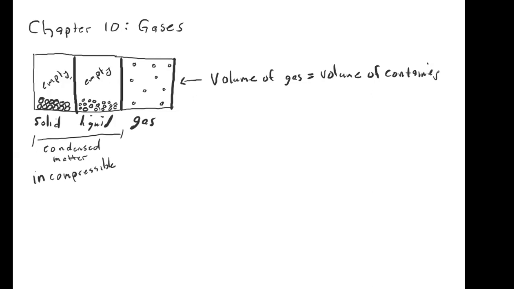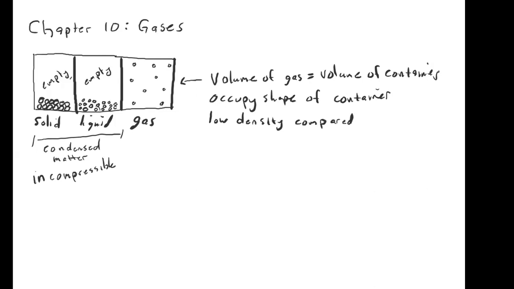And it's often said that a gas will occupy the shape of the container, and that's true. So it's very flexible, right? Gases are very flexible. They just essentially change depending on what container you put them in, okay? So notice there's a lot of space between the atoms. Because of that, they have a very low density compared to solids and liquids.